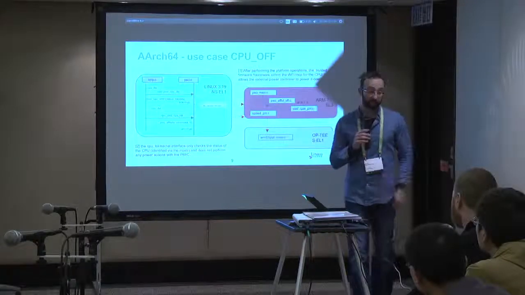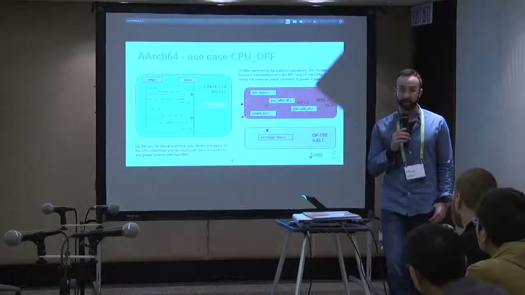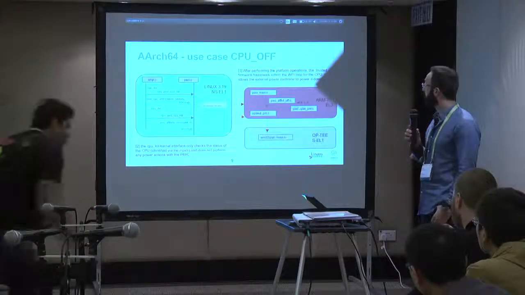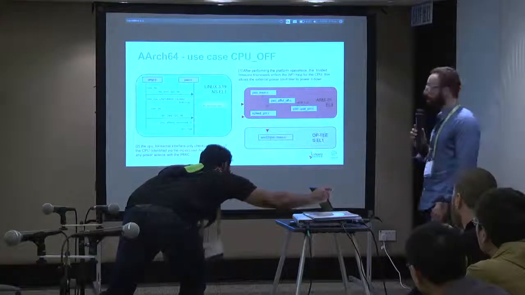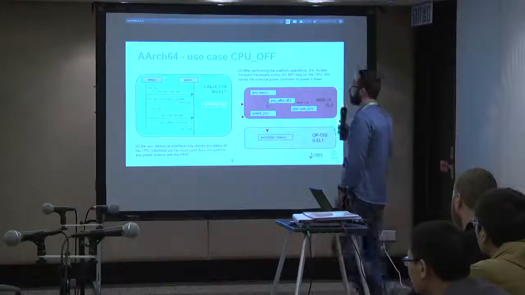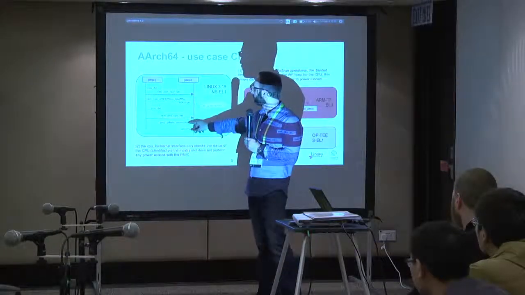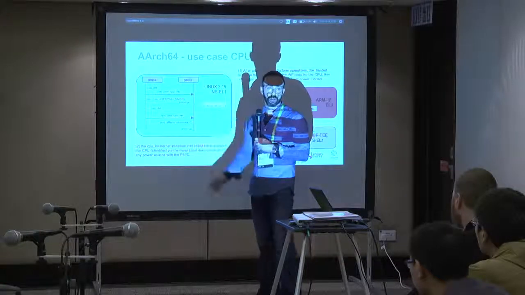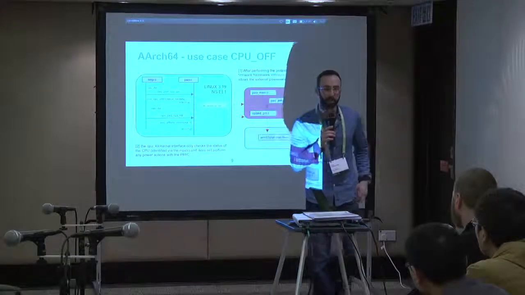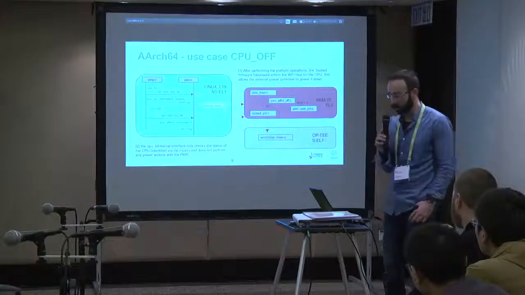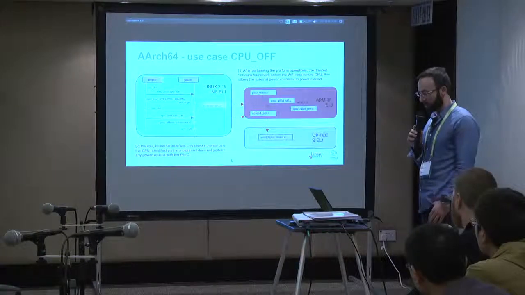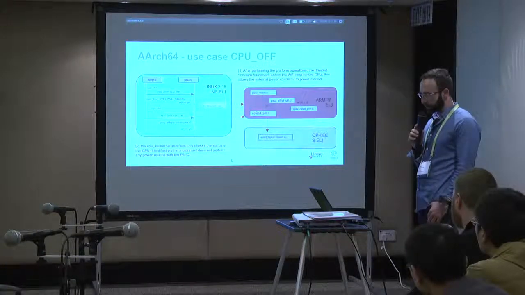The way to check that the CPU was effectively powered down is to use a second core, simply to check the affinity info of the CPU that we tried to switch off. I'm not sure that's ideal. I mean, that's my personal view, but that's the way it's being done at the moment.